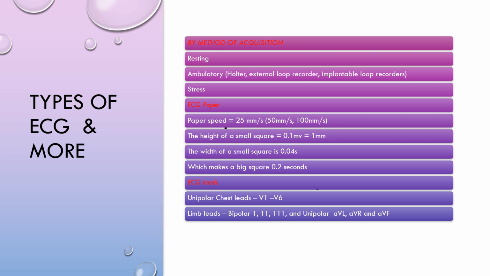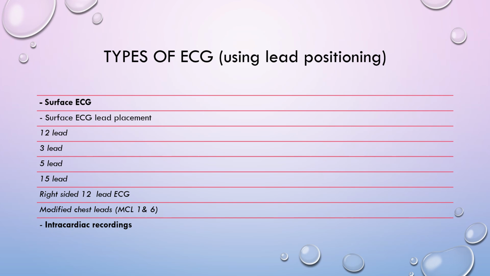We have the ECG leads, the unipolar leads, V1 to V6, these are the chest leads. We have the limb leads, these are bipolar, leads 1, 2, 3, as well as the ECG machine augmentation of these limb leads, which come out as AVL, AVR, and AVF. These are unipolar. We can also classify ECG based on lead positioning.